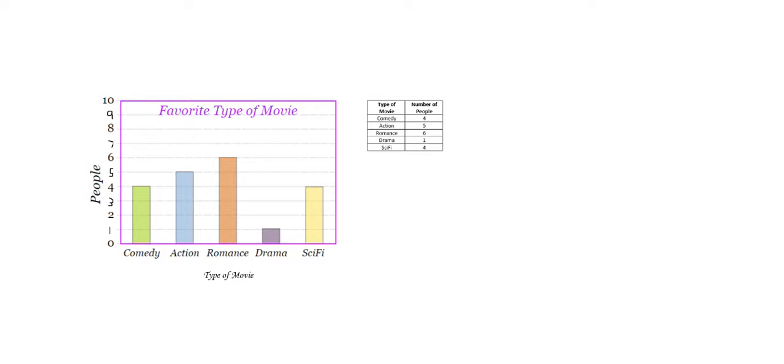When drawing the bars, it is important to have each bar have the same width. The height of the bar depends on the data in the set. Since under comedy, the number of people is 4, we draw the height at 4. For action, it's 5, so we draw the height at 5, and so forth.